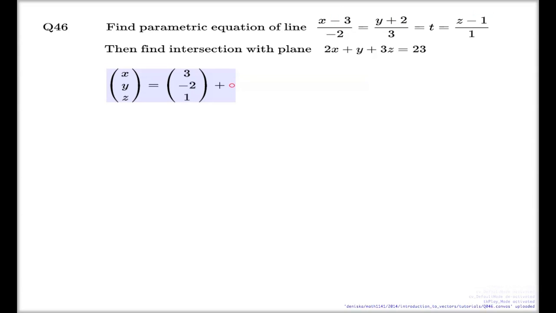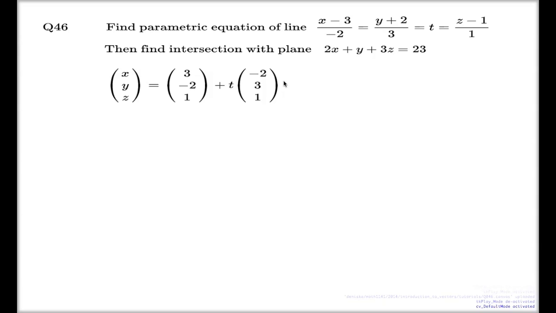And there will be a directional vector for which the components are chosen from the denominators here: -2, 3, and 1. Parameter here, you can choose any name for the parameter. T is a very conventional name. Well, I chose t.